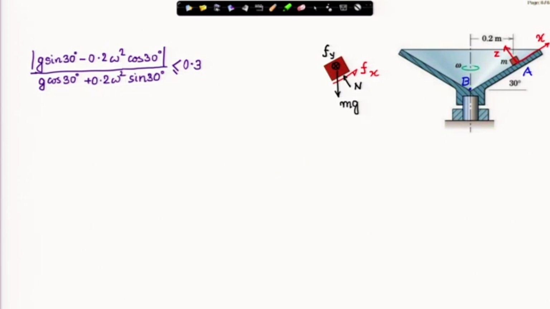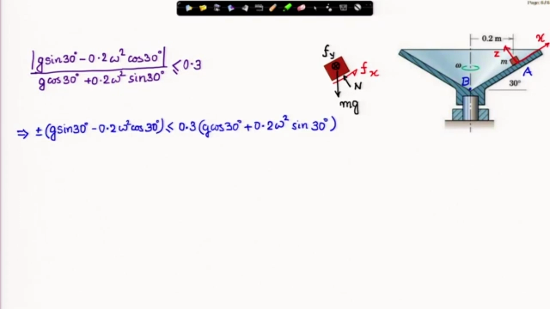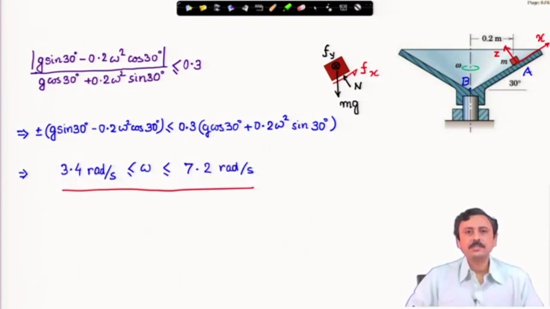The denominator you will notice is positive, therefore, I can take it to the right hand side without change of the inequality, and the mod value I will change by plus or minus. And if you solve this inequality, you will obtain omega must lie between 3.4 radian per second and 7.2 radian per second. It should be interesting to note that omega should not be 0 or less than 3.4 radian per second, then the object will slip, and definitely it will slip inwards towards the center. So, that completes this problem.